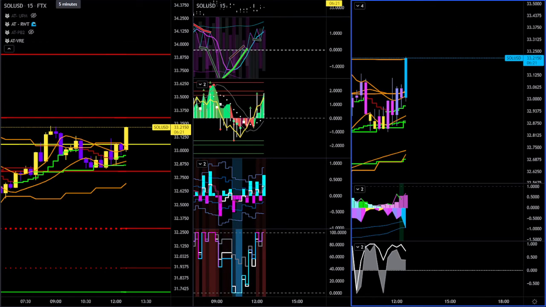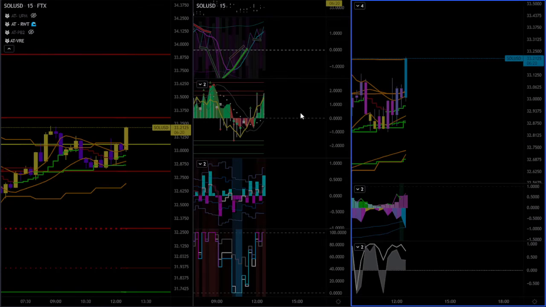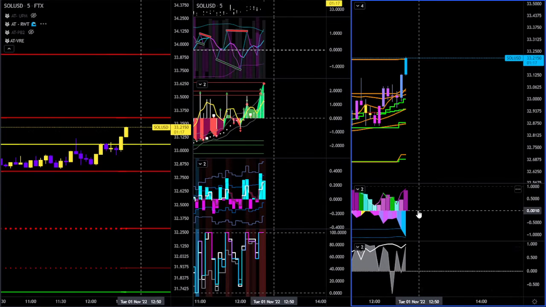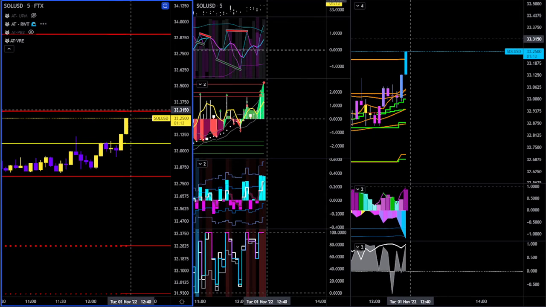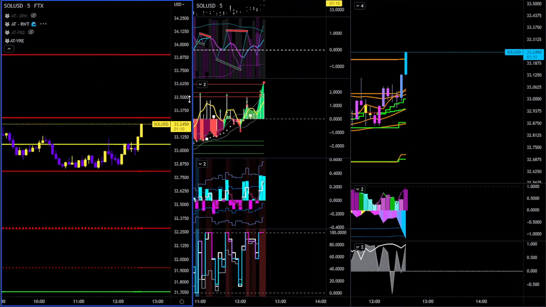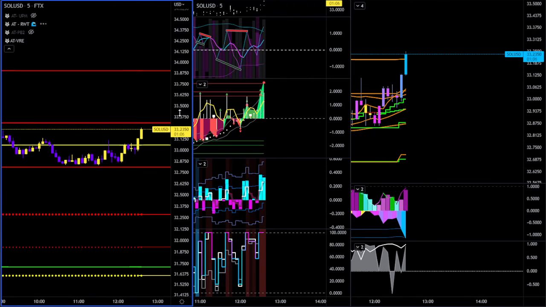Let's go have a look at, dare I say it, the 5 minutes, just to see what's happening next. We have some expansion to the upside. We've caught the trend. This looks healthy enough to hit this line at least, 33.10. You want to have bull divs form above that, and then you'll have continuation to the upside.